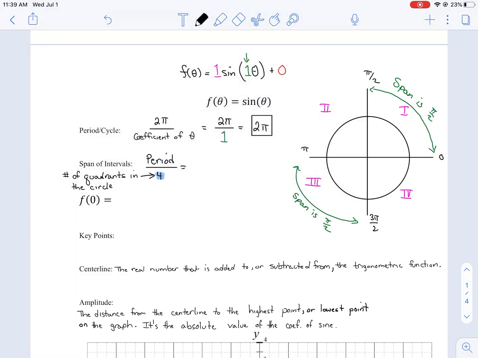So how do we get pi halves from all of this information here? Well, if we take the period and divide it by 4, that is equal to pi halves. Next, what is f of 0? Well, f of 0 is sine of 0, and we know that the sine of a 0-degree angle is 0.